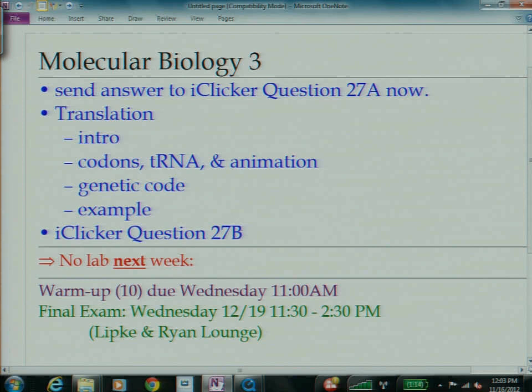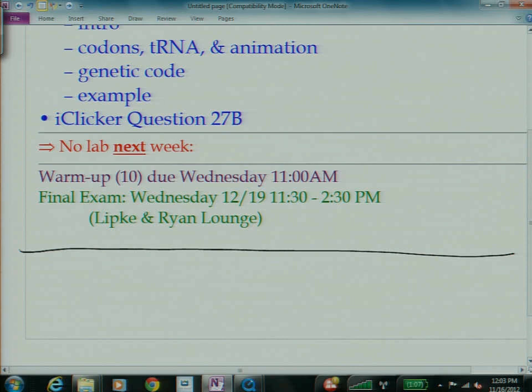So let's get down to business. Translation. And like I said before, transcription and translation sound a lot alike, and it's easy to goof them up. But they're really quite different things, and so we want to keep them straight.